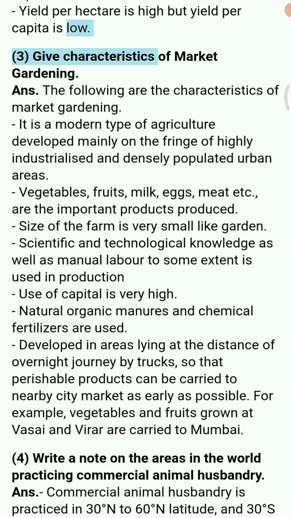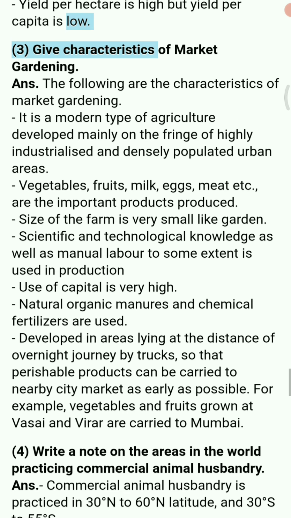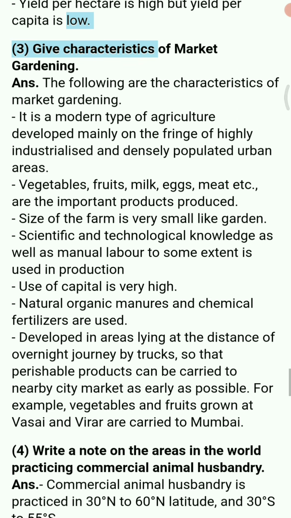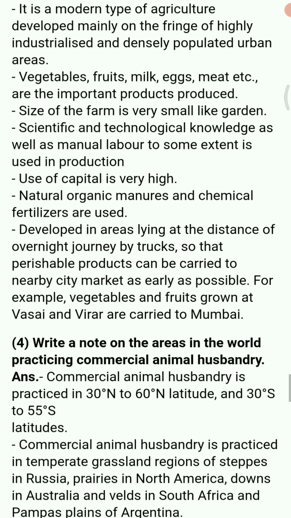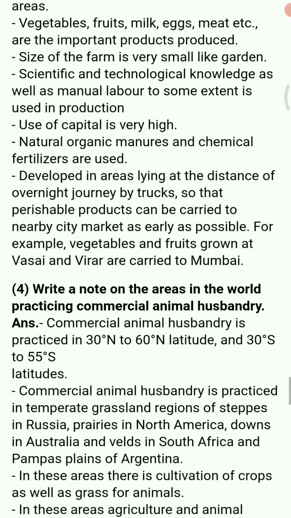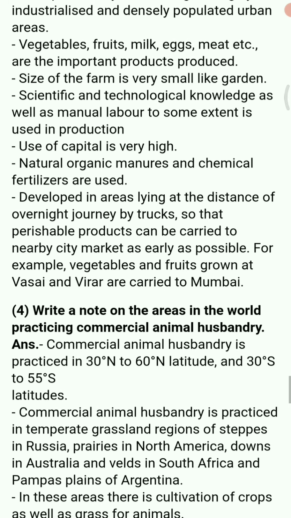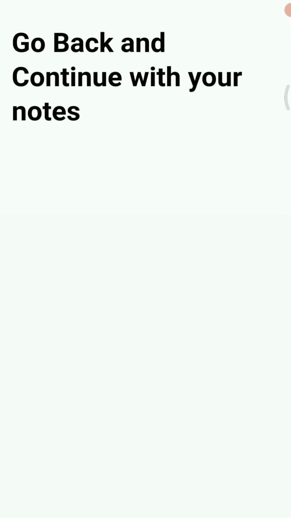तो उनको अगर सफिशिएंट अमाउंट की कमोडिटीज़ सप्लाई की, मतलब you should give that much commodities as per the requirement. So such type of market gardening are seen in the rural urban fringe area to satisfy the needs of densely populated urban areas. तो examples यहाँ पे हैं वसई, विरार, these are the markets which are seen in Mumbai.